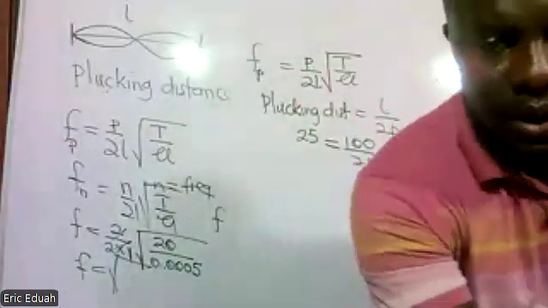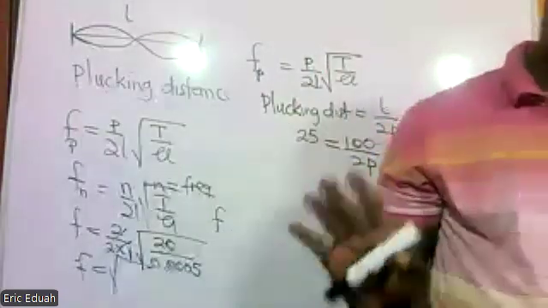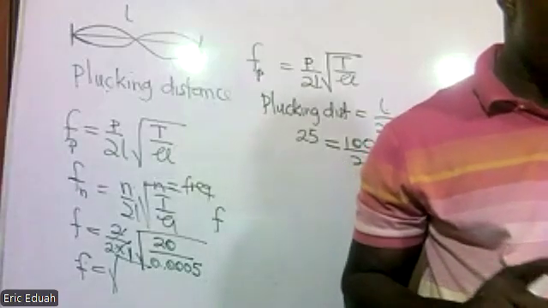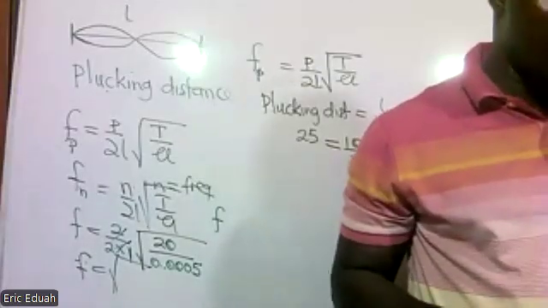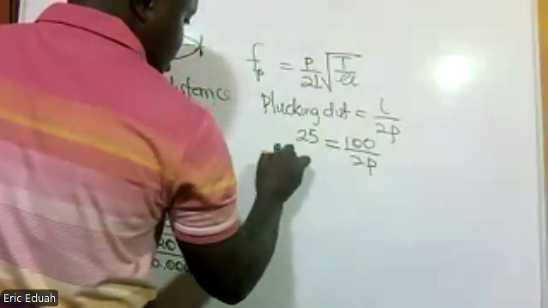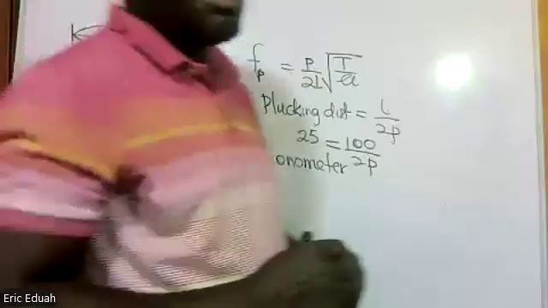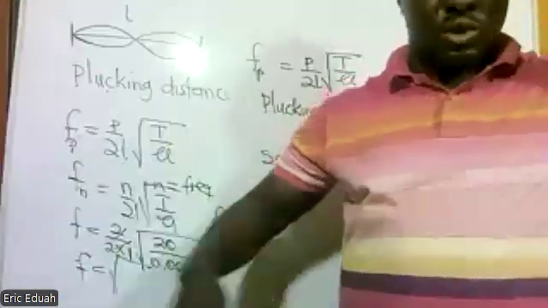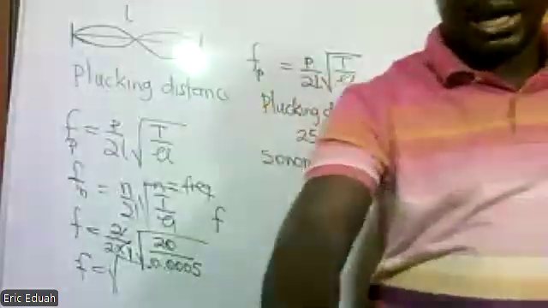All right, listen to this question too and then try your hands on it. A sonometer wire of length 0.50 meter. This is the spelling of sonometer. Sonometer is similar to guitar and violin, but this is a wire on a box fixed at both ends.